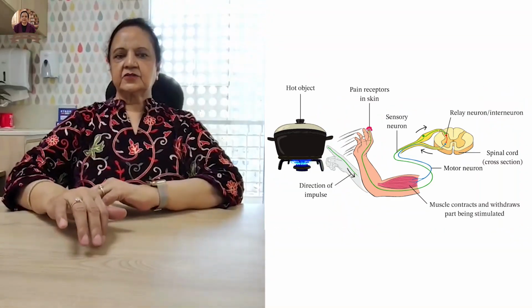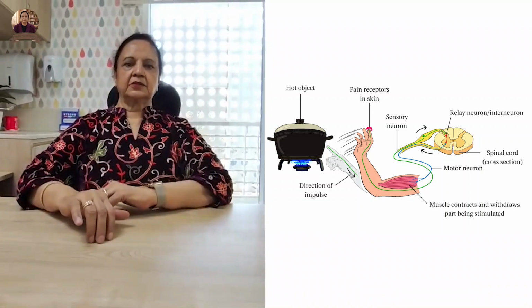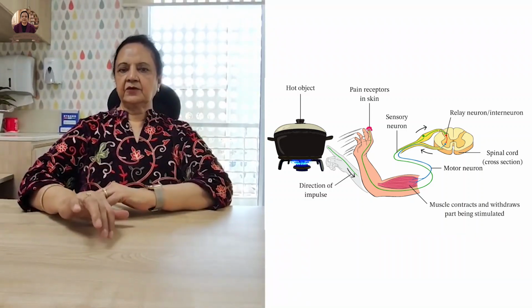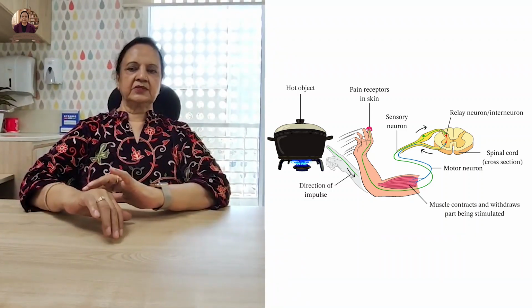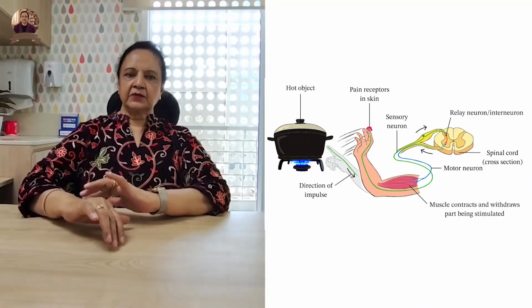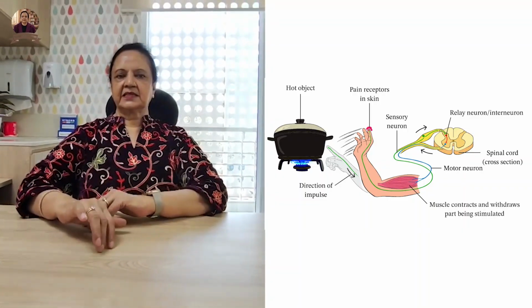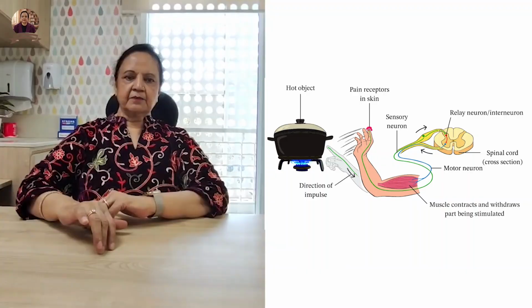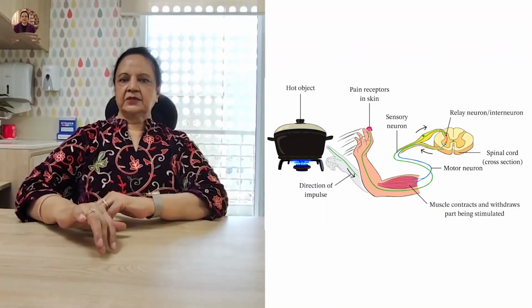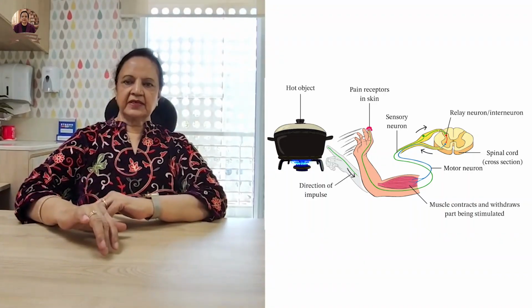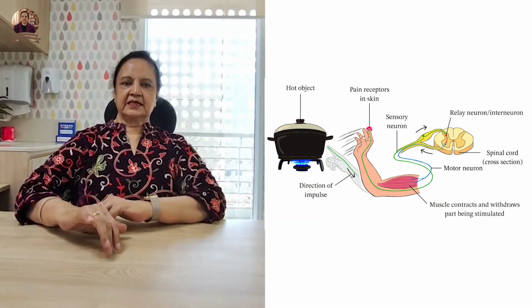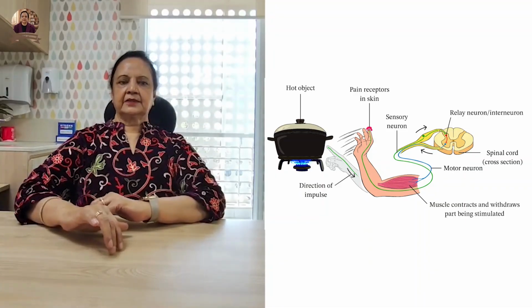A reflex action is a rapid, automatic, involuntary response to a stimulus. The pathway taken is the reflex arc. It bypasses the brain for speed, involving the spinal cord. Example, knee jerk reflex.